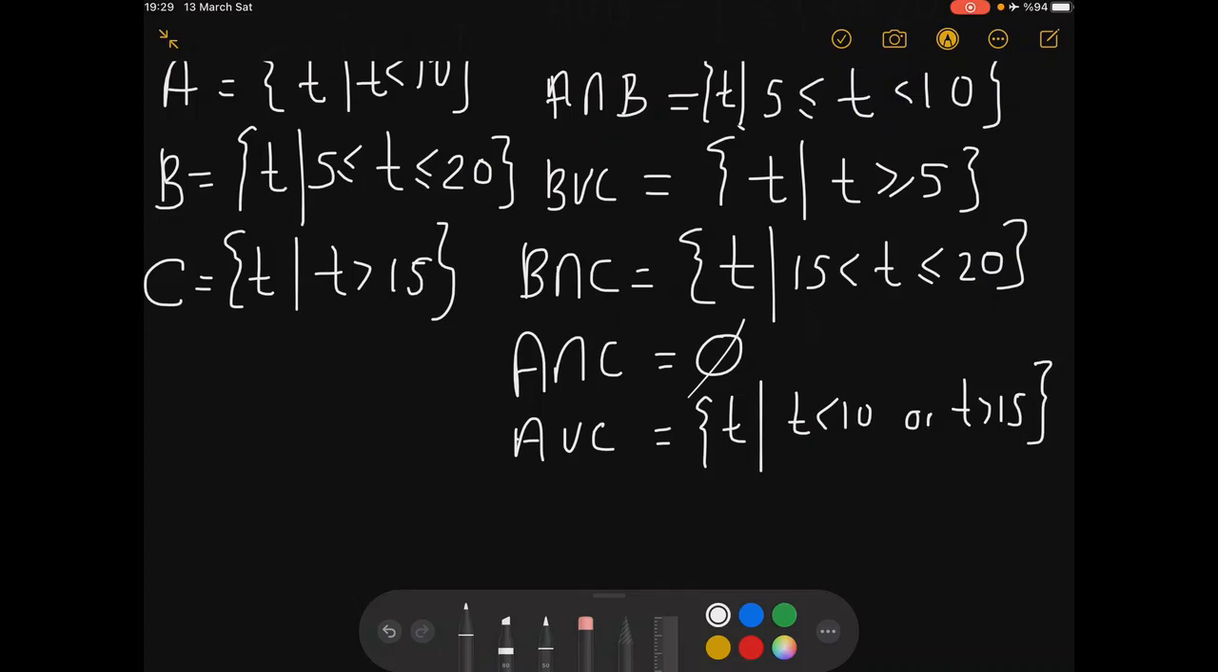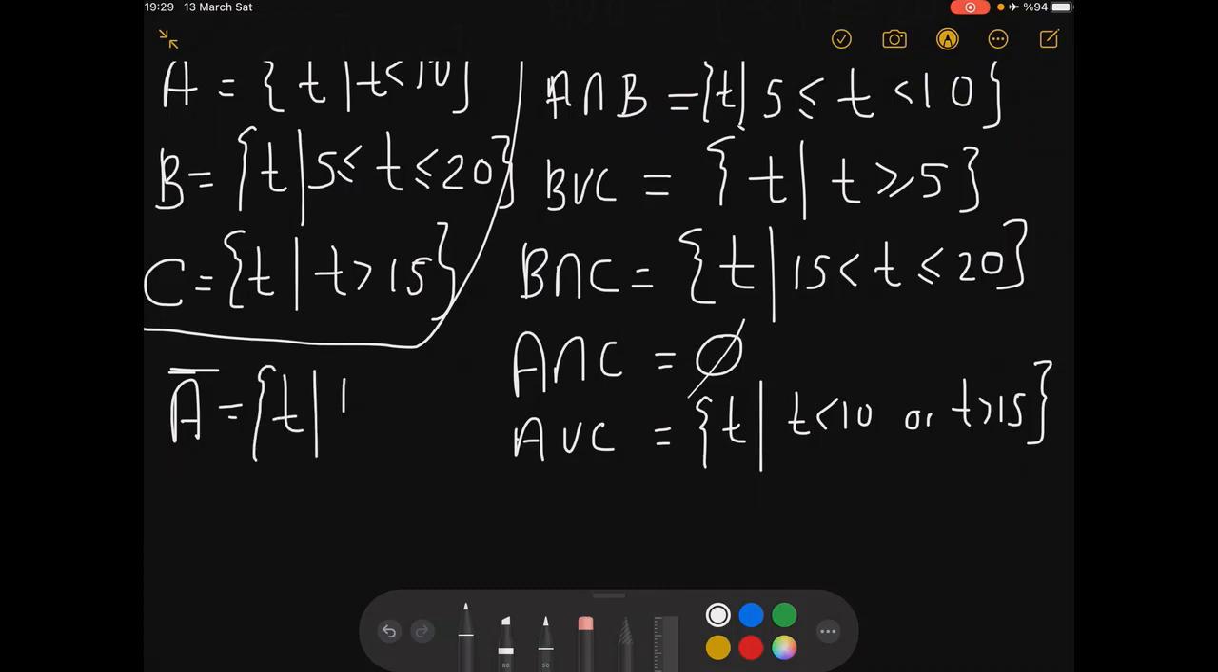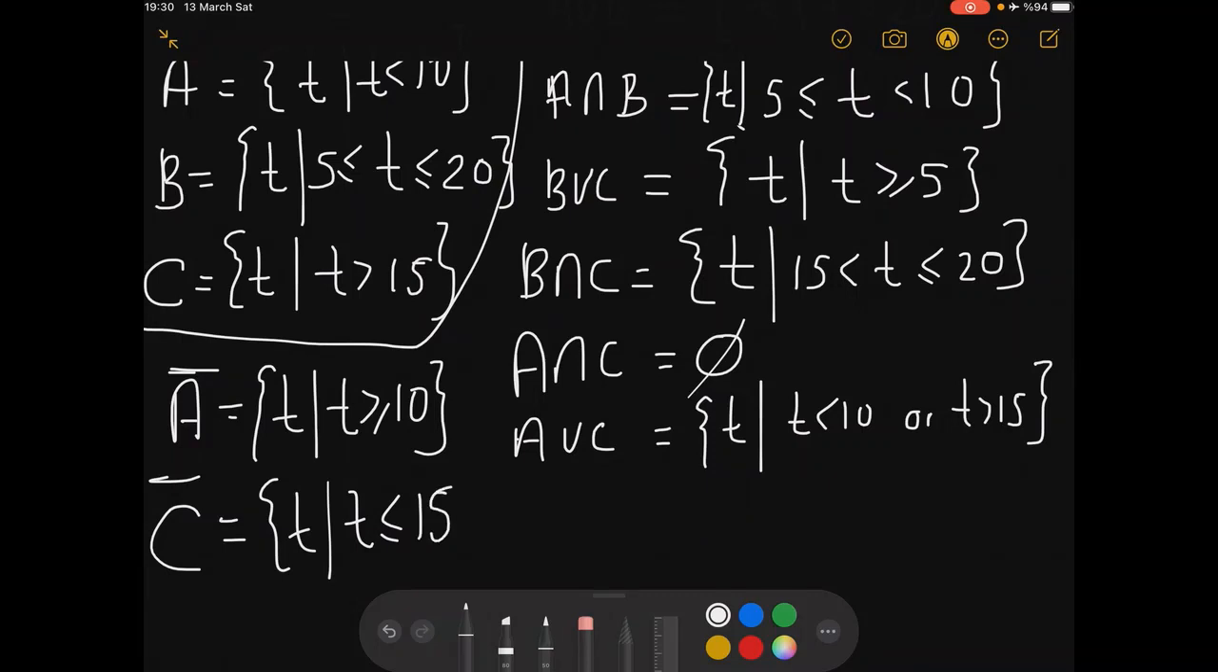And what about others? What is your A complement here? It's T such that T is larger than or equal to 10. Since equal is not included here, we need to put it in the complement. That's the idea. And what else? Finally, the last one from the textbook is C complement, and it's T less than or equal to 15.